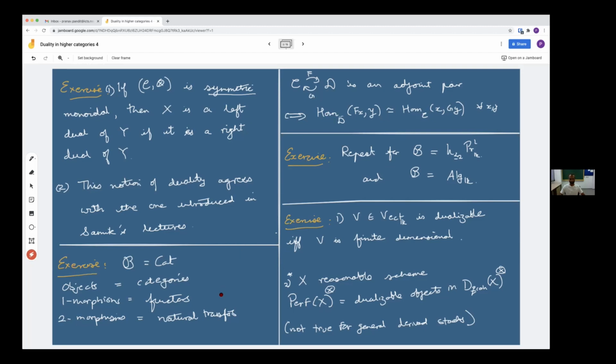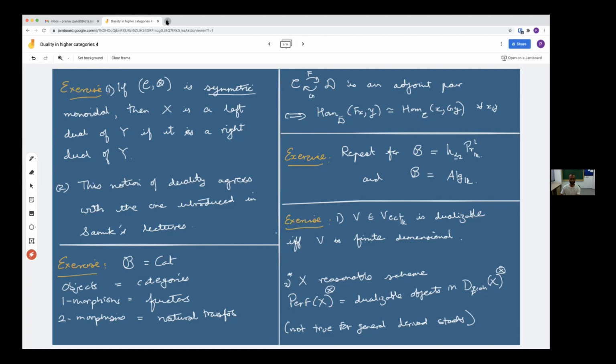Now repeat this exercise to try and understand what an adjoint pair looks like for the bicategory where you take, I think I didn't say what this is, large DG categories, presentable DG categories.